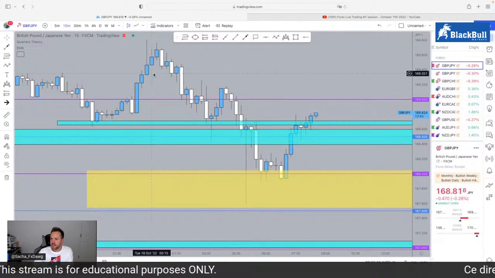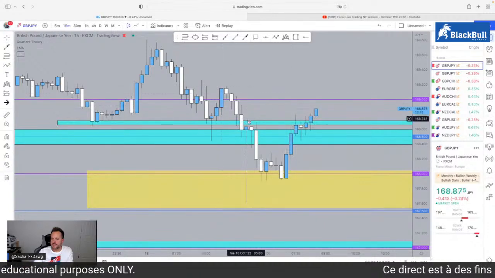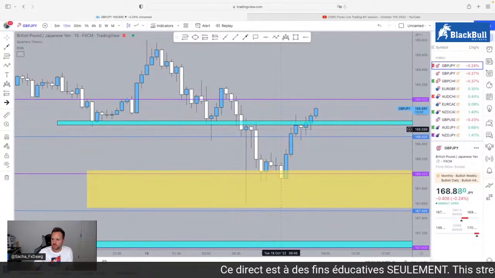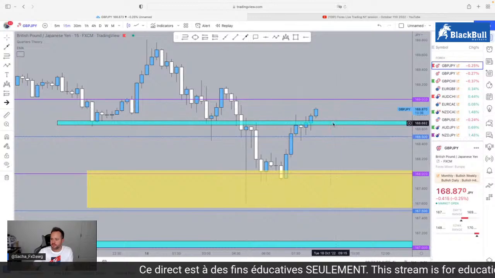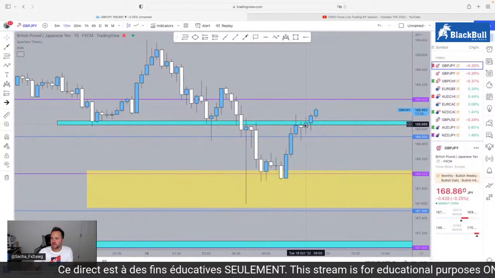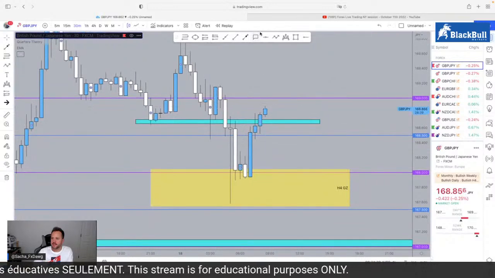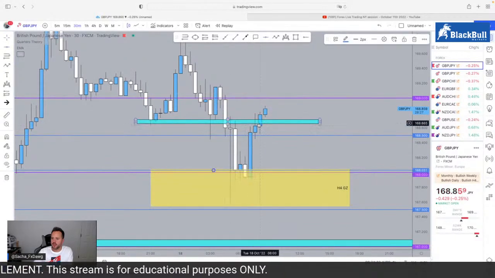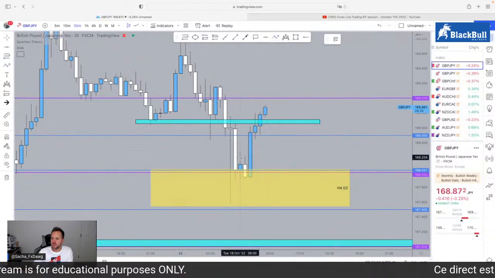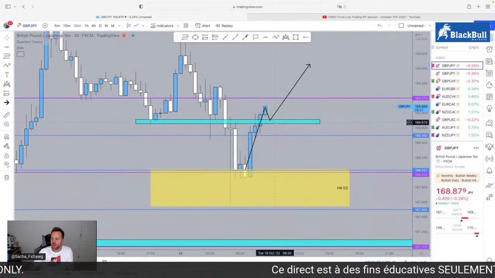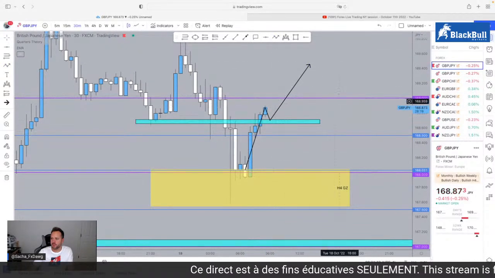So now let's see, we're coming back above this area. Let's remove this. We're coming back above this area now. This is the third. All right, there we go. Can we have something like this to continue up? But the safer trade will be above the 169.